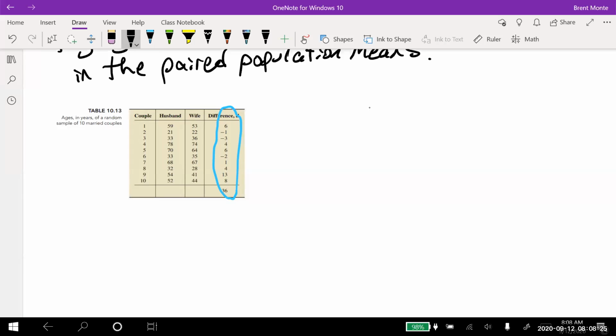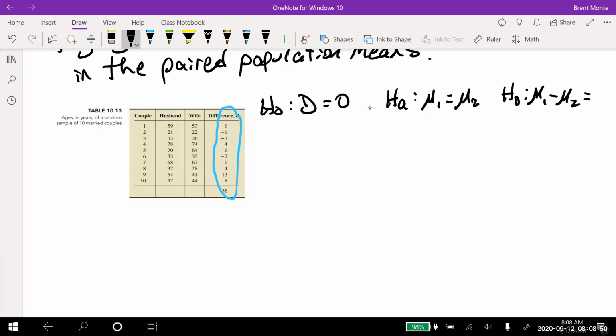And there's one of two ways they're really going to show this. So the null hypothesis, often the way I like to do it is d is equal to 0, because that makes no mistake that, hey, we're just looking at the differences. We're not really looking at the population means. Although I will tell you, sometimes you will see it listed as mu1 equals mu2 or mu1 minus mu2 equals 0.